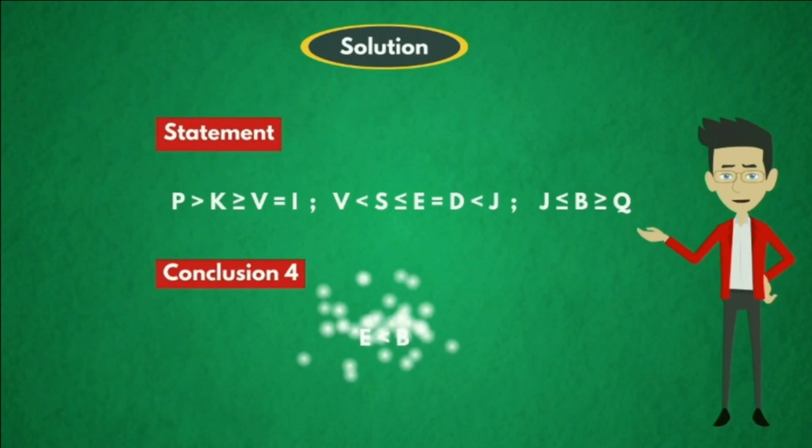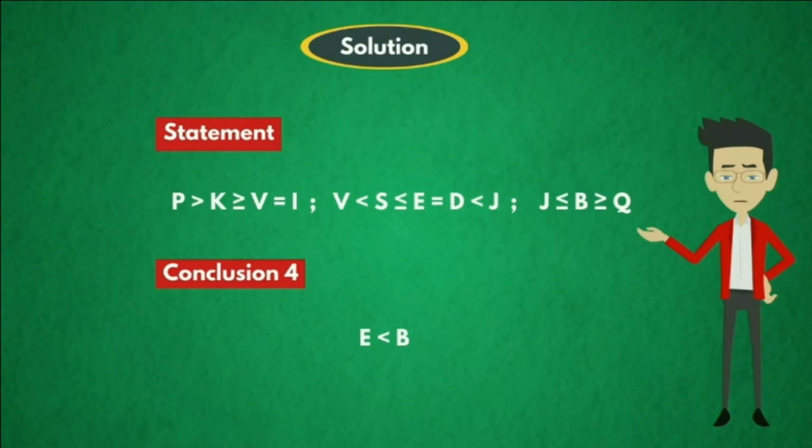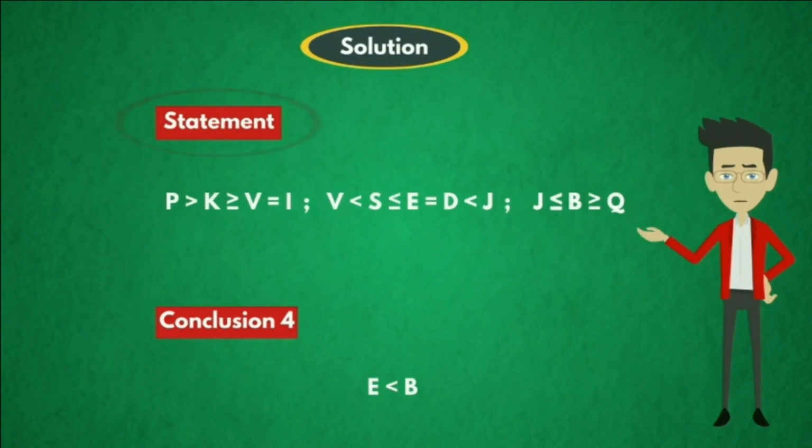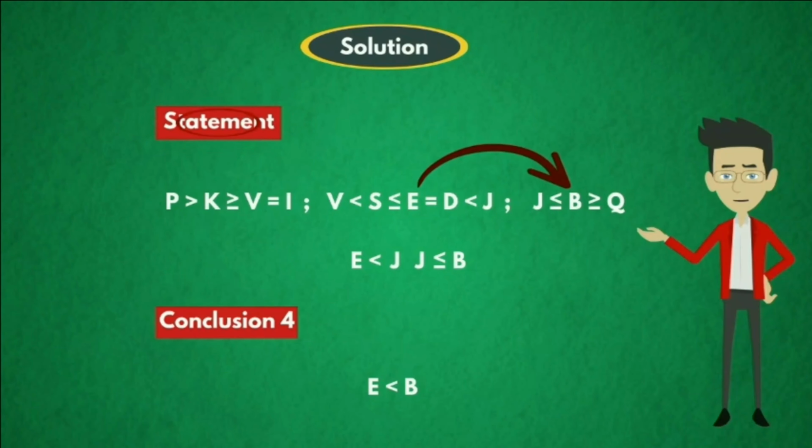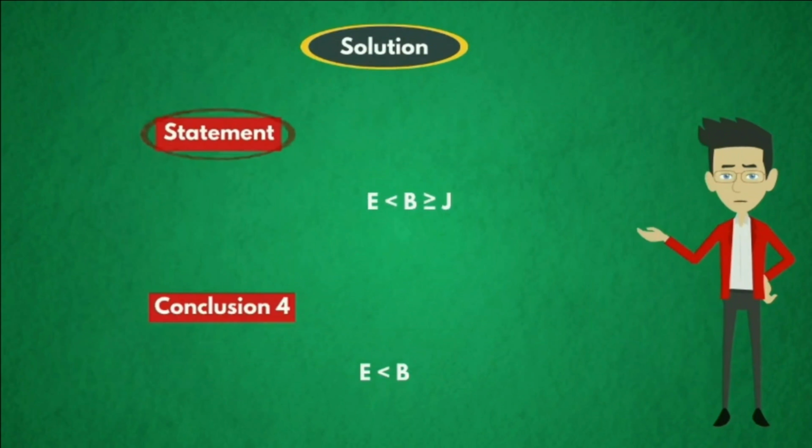Conclusion 4. E less than B. Here in the statements, we don't have a direct relation between E and B, but we combine these statements. Here we have a relation from E to J and J to B. So we will get a relation from E to B. In this statement, E less than J. So here E less than B greater than or equal to J. So we can directly write this E less than B. So conclusion 4 is true.